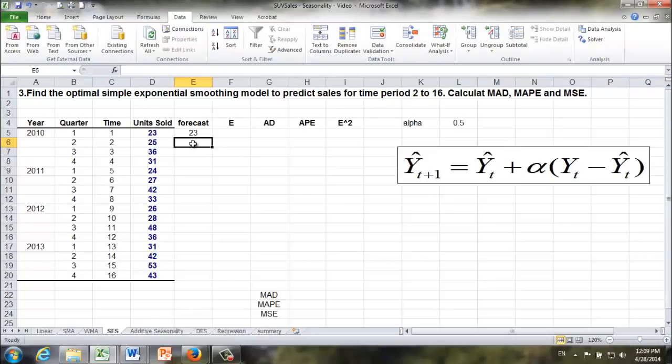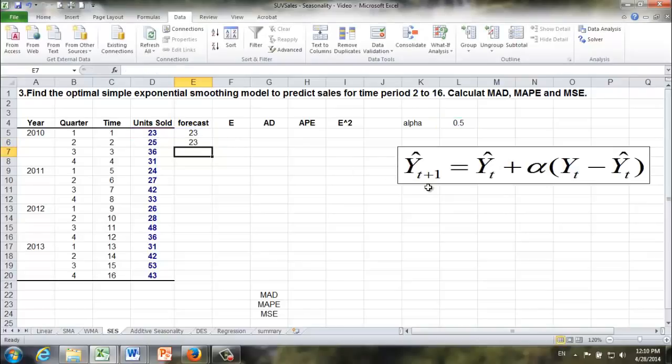Now let's turn our attention to time period 2. So we are looking for y2 hat. In that case, t plus 1 equals 2, so t will be equal to 1. So y2 hat will be equal to y1 hat right here plus alpha, once again let's use absolute cell reference, times the difference between y1 and y1 hat.